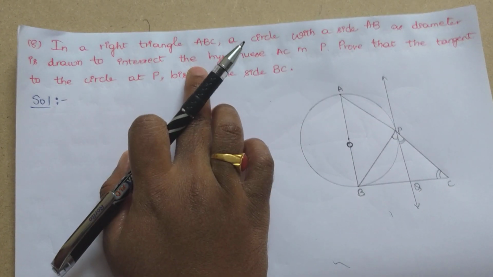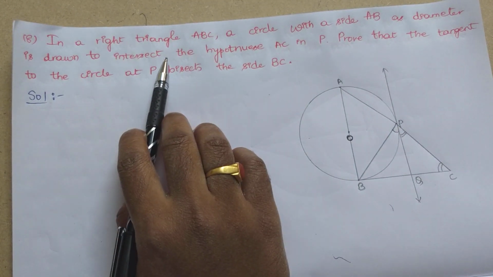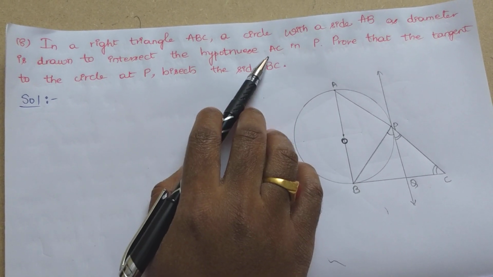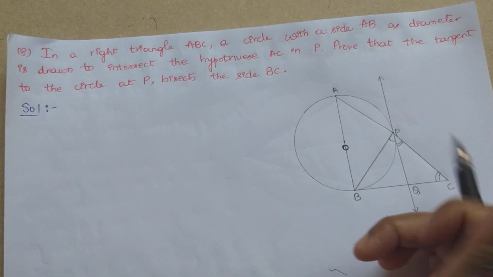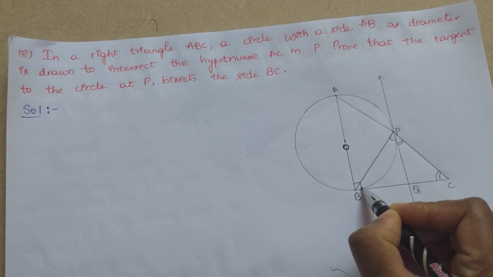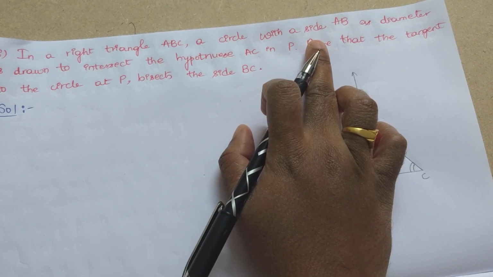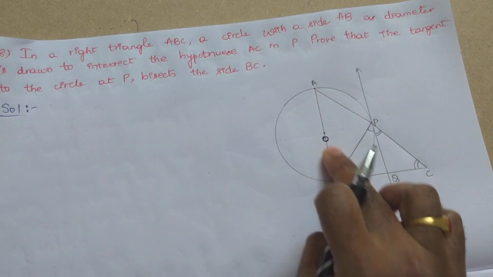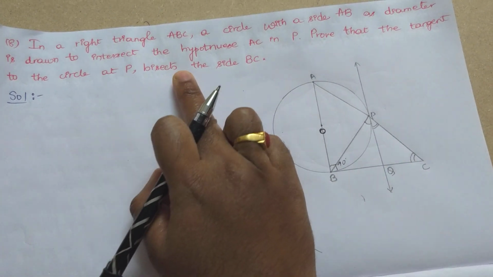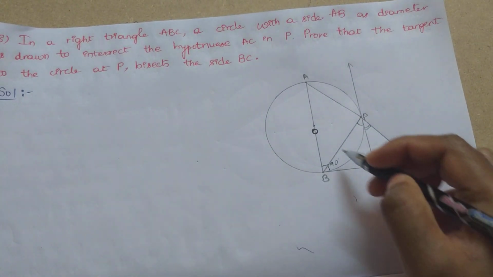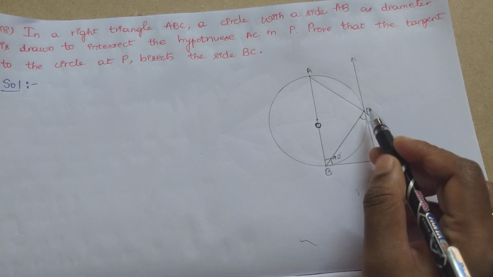In a right angle triangle ABC, a circle with the side AB as diameter is drawn to intersect the hypotenuse AC in P. See here, first a right angle triangle ABC is constructed such that at B 90 degrees is formed. After that, with the side AB as diameter, they have constructed a circle to intersect the hypotenuse AC in P. So after constructing the circle, this circle intersects the side AC at P.